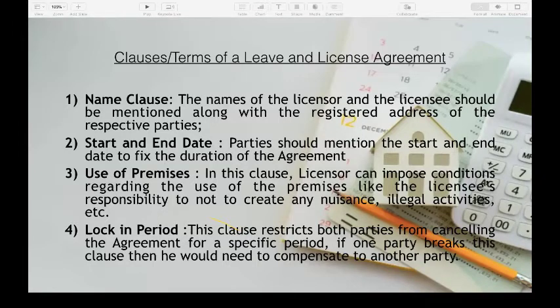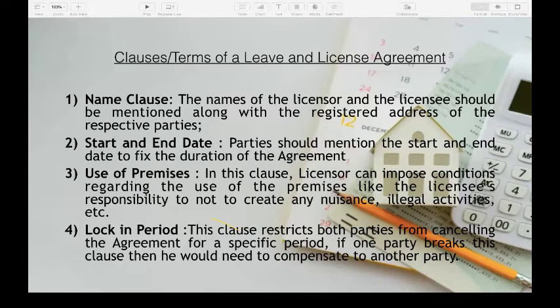Now, use of the premises. In this clause, the licensor can impose different conditions regarding the use of the premises. For example, the licensee's responsibility to not create any nuisance or carry out any illegal activities which are not permitted in law, because ideally it is his property which the licensee is using on the basis of an agreement. So any activities which are carried out should not be invalid or illegal in law.